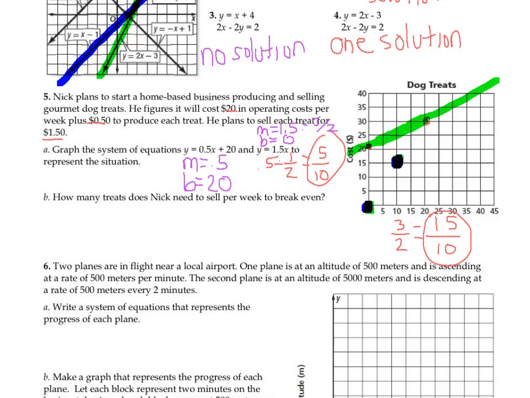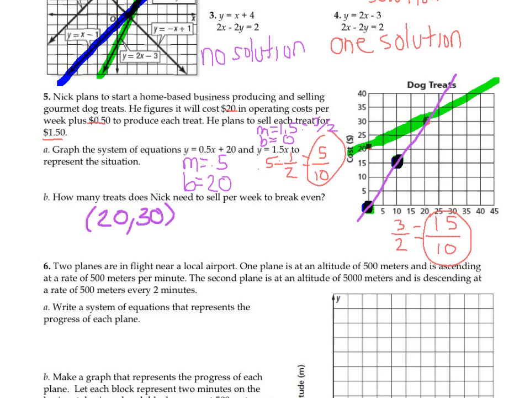So now we have our 3 points, so we could draw that line to connect them. So then part B is asking, how many treats does Nick need to sell per week to break even? So, what we have to look at, for 2 equations to break even, we need to find that intersecting point on our graph. So we can look, and then our intersecting point is 20, 30.